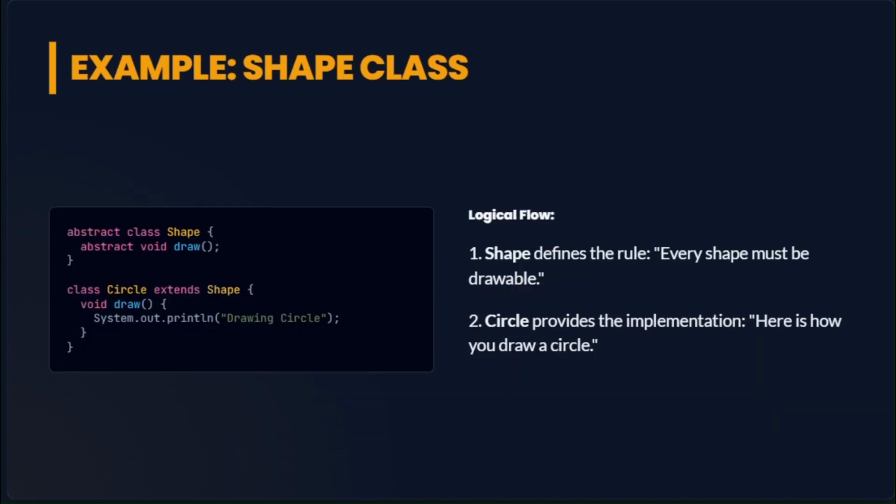Let's look at the code. We have an abstract class called Shape. It has an abstract method called draw. Notice there is no body. The Circle class comes in and says, I am a shape, using the extends keyword. Because Circle is concrete, it must provide the body for draw. It fulfills the promise made by the parent. This ensures that every specific shape in your program knows how to draw itself.